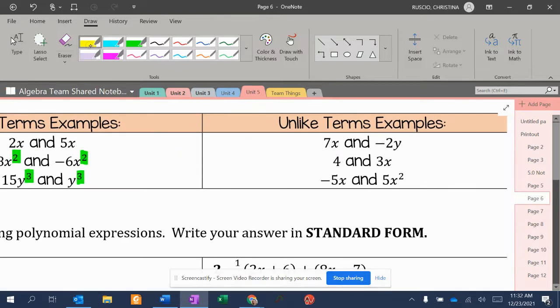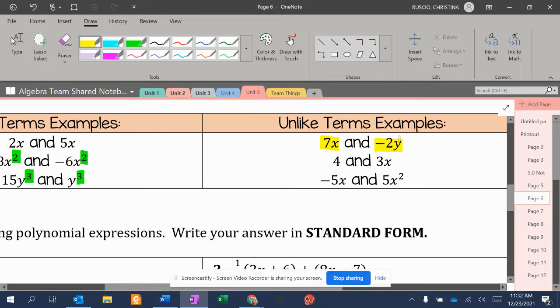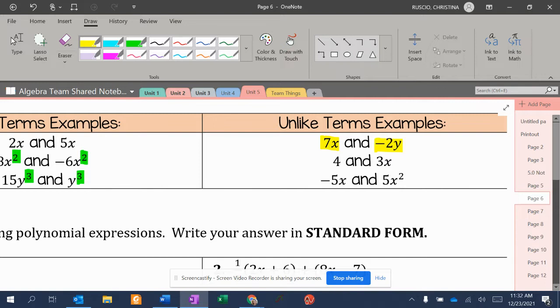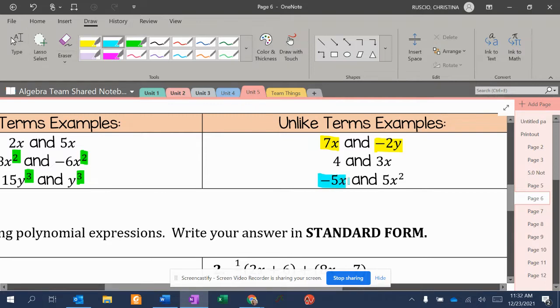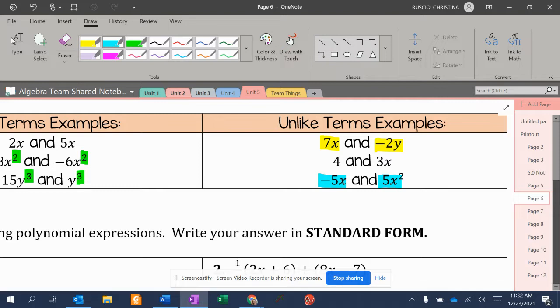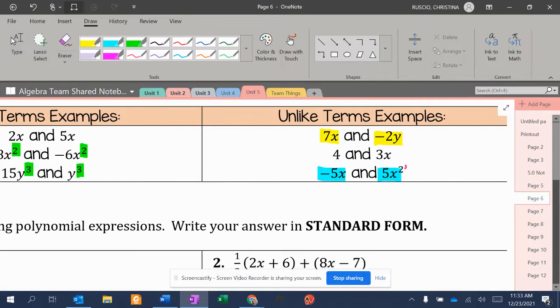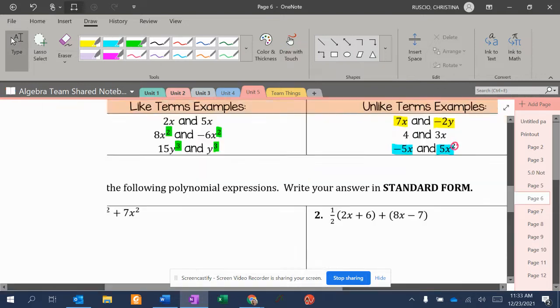Unlike terms, I think the most obvious one is 7x and negative 2y. Clearly, they're x and y, and they're different. 4 and 3x. We've also talked about things like this. If it doesn't have a variable, you can't combine apples and bananas when we're adding. This bottom one here, I would say, is the trickiest in all the land because we need to be careful that it's the same base raised to the same power. So negative 5x and 5x squared are not like terms because of that squared here.